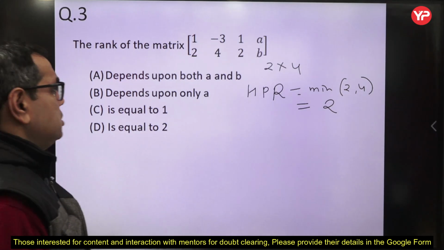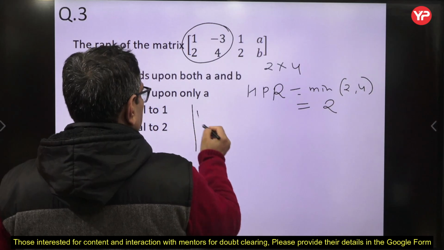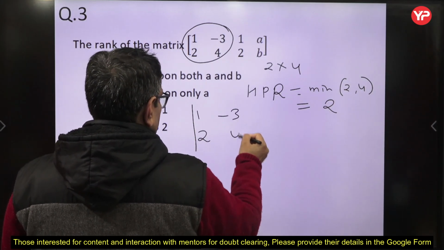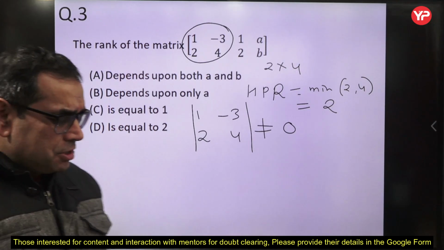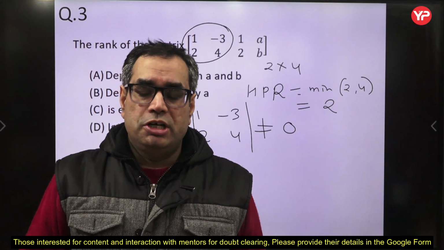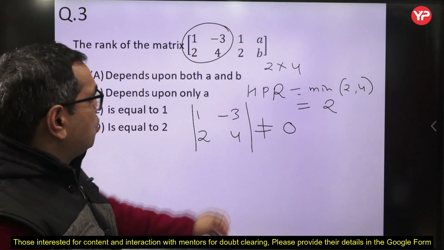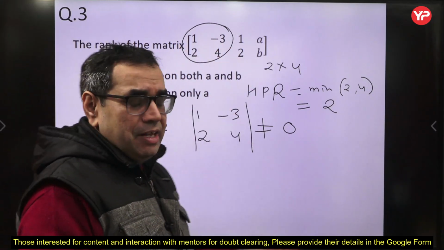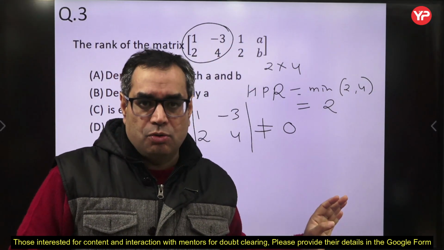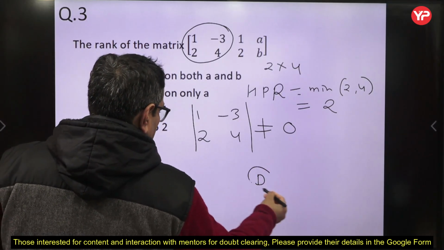Now in this matrix we can see that this is a non-zero determinant. If we compute this determinant, it is not equal to 0. So there is a determinant of highest order 2 which is non-zero. So it means rank of the matrix is 2. In computing the rank of the matrix, there is no role of A and B, because this determinant is not 0. So rank will be 2. So D will be the answer.